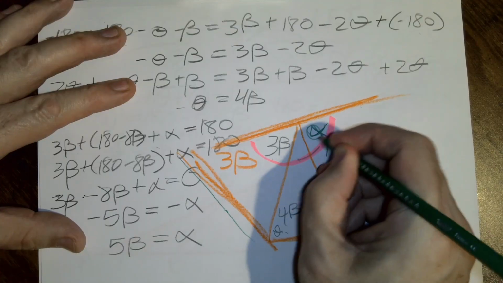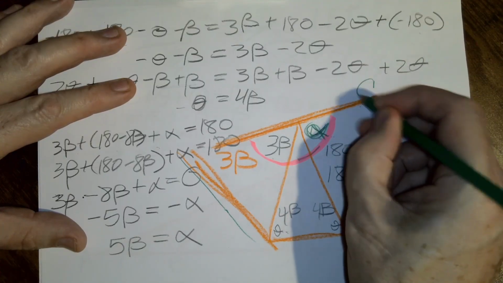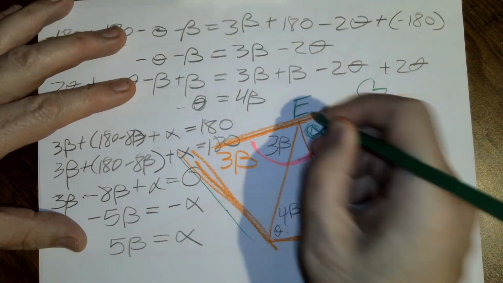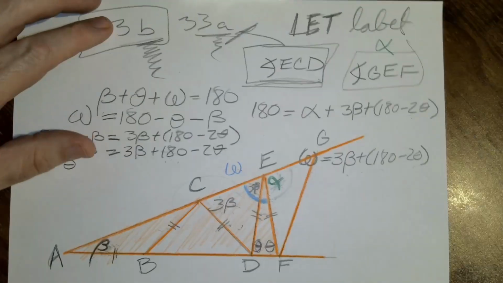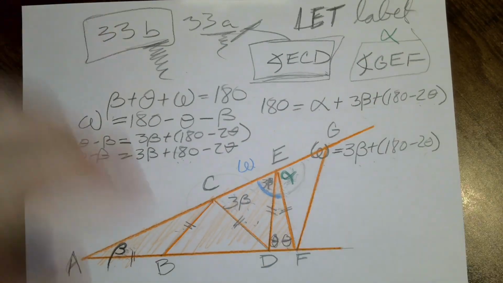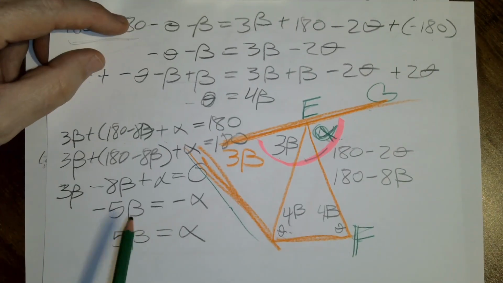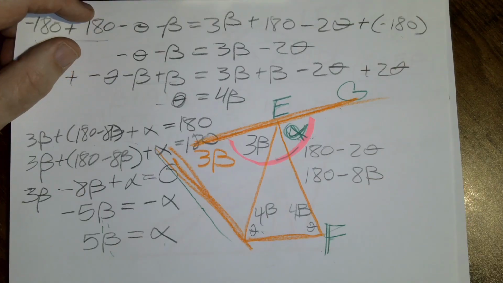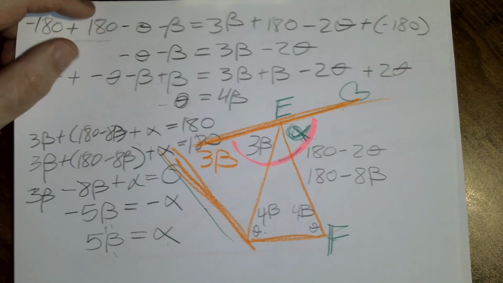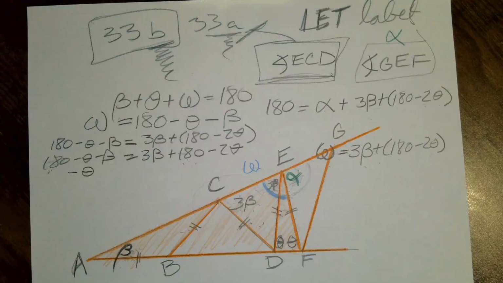This is angle, what they call it, GEF. And that's the one we need to find, GEF. 5 beta. I gave you the spoiler alert. You should have known it's coming.